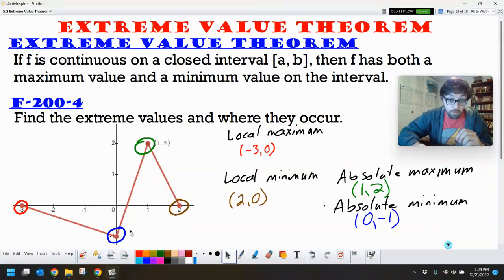We have multiple minimums. These are both local minimums, but this one is the absolute minimum because it is the lowest of our low points. So we're guaranteed an absolute, but we could also get a bonus, just a local minimum. Same thing here with these maximums. These are both maximum points, but this is the absolute maximum. It's also a local, but it's the absolute maximum because it's the biggest of our big points.